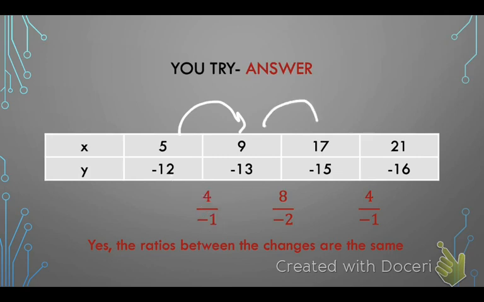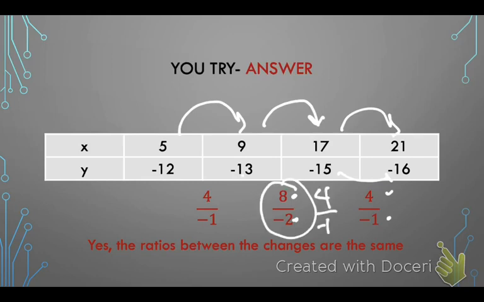Okay, then here, 9 to 17 is 8. Negative 13 to 15 is negative 2. Okay, here we have 17 to 21 is 4. 15 to 16 is negative 1. Does this equal 4 over negative 1? You betcha. So yes, the ratios between the changes are the same. So yes, this is linear.